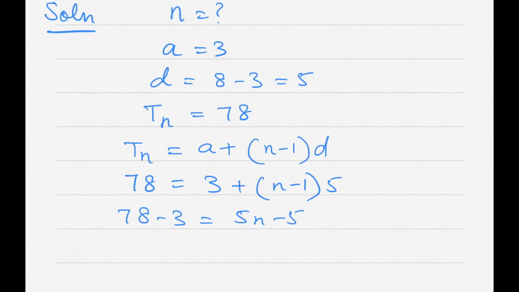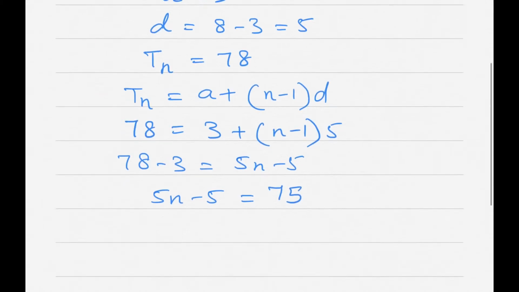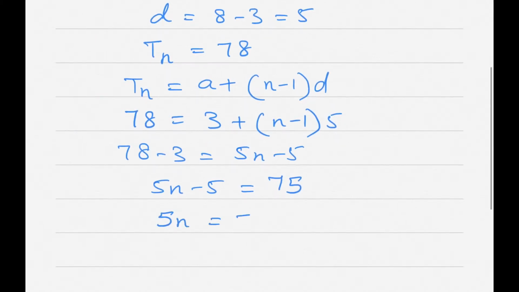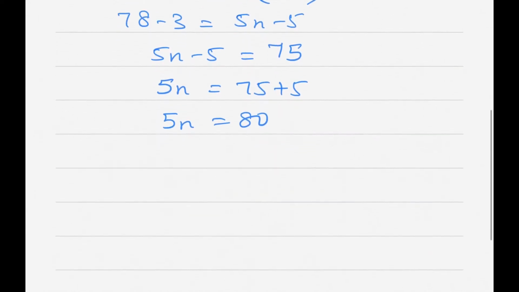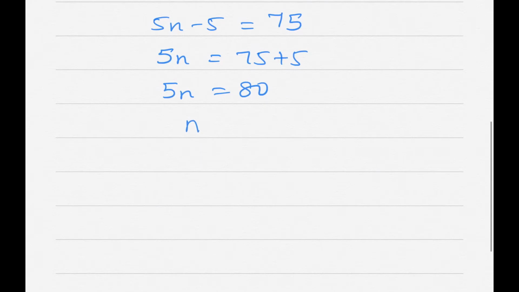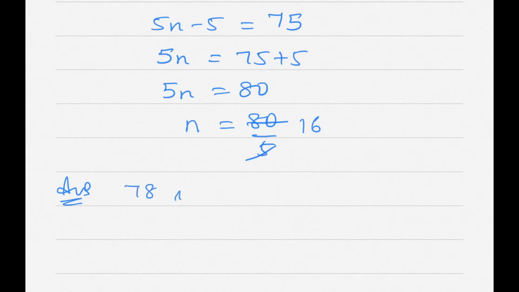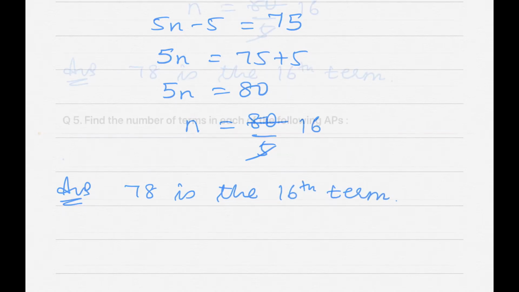So 5n minus 5 will be equal to 75. So 5n is equal to 75 plus 5. 5n is equal to 80. So n is equal to 80 by 5. So I get 16. So 78 is my 16th term. So the answer you can write down. They ask which term, so 78 is the 16th term, you can say.